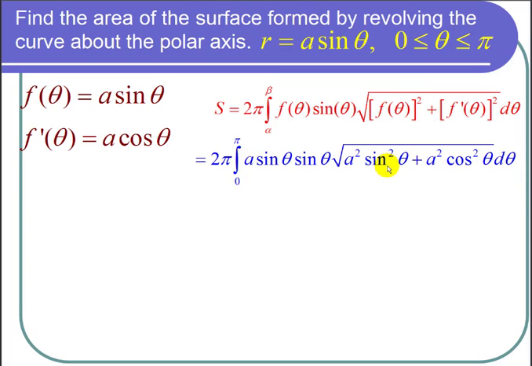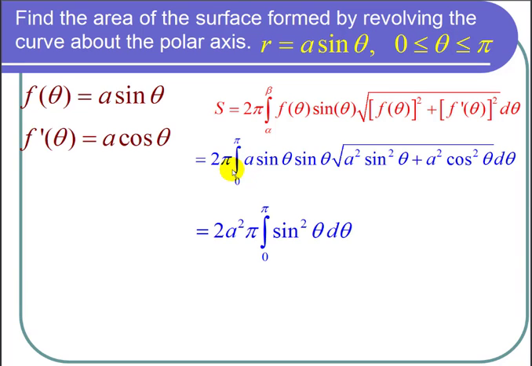So now let's simplify. a squared sine squared plus a squared cosine squared is just a squared. And I take a square root of that and I get a. So I can pull that a out with this other a and pull it out as an a squared. What I get is 2a squared pi times the integral from 0 to pi of sine squared of theta d theta.